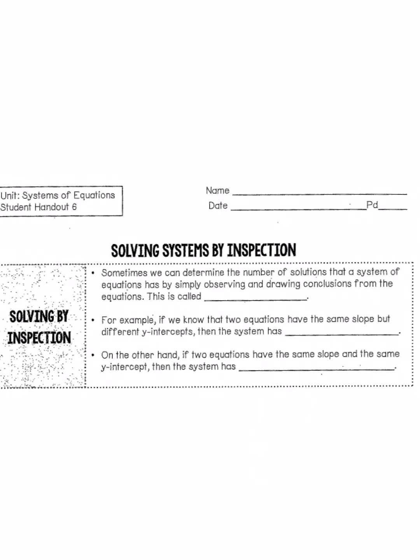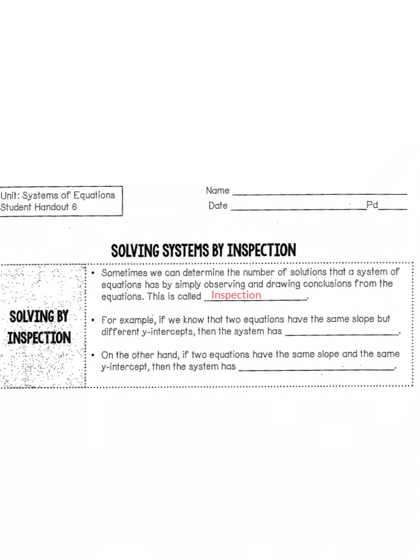Hello. Today we are going to solve systems by inspection. Sometimes we can determine the number of solutions that a system of equations has by simply observing and drawing conclusions from equations. This is called inspection.